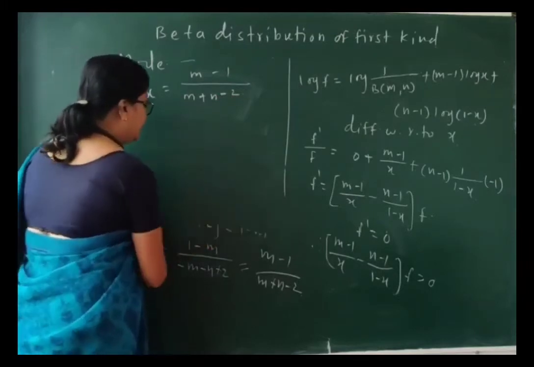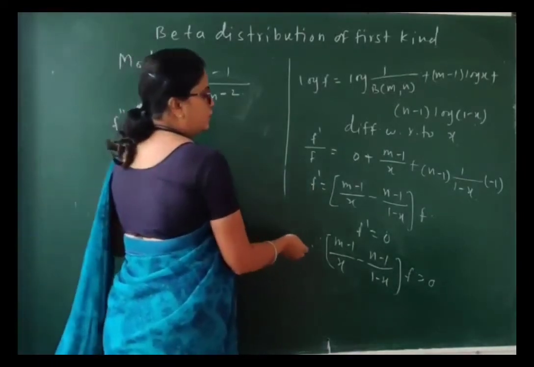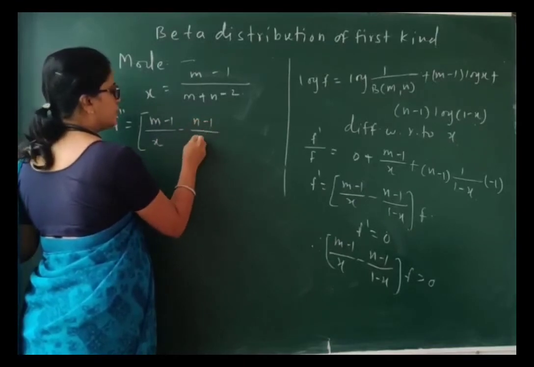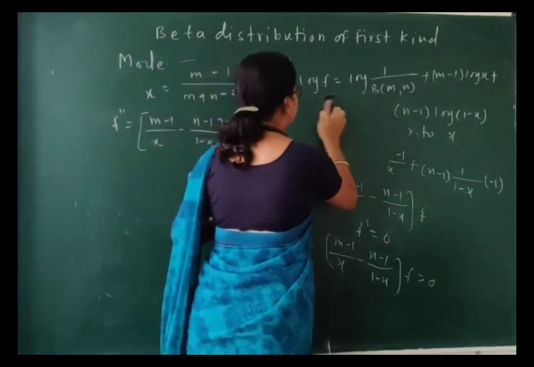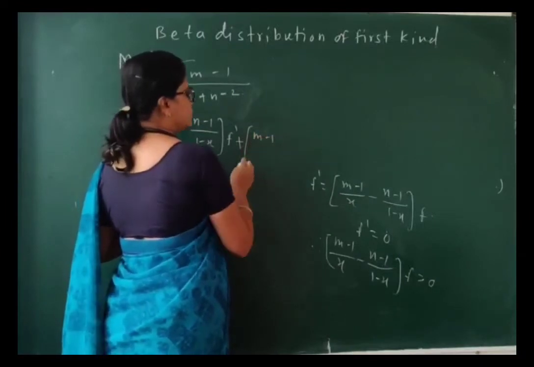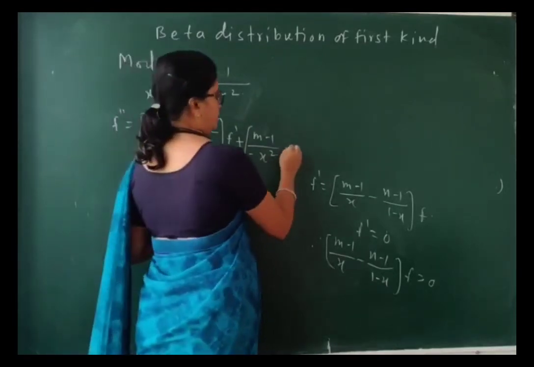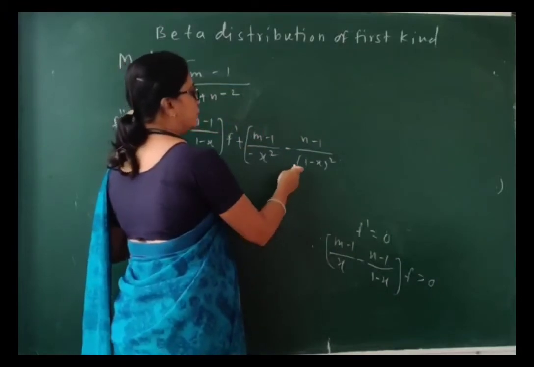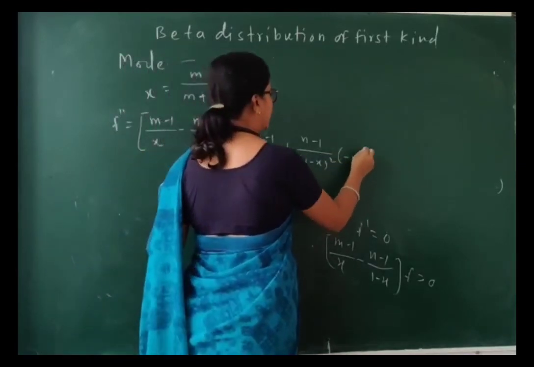Now let me take the second derivative. The second derivative f'' is, by the product rule, [(m-1)/x - (n-1)/(1-x)] f' plus the derivative of this term. The derivative of (m-1)/x is -(m-1)/x², since the derivative of 1/x is -1/x². Then minus (n-1)/(1-x)², where, since it is squared, minus minus becomes plus, and again the derivative of 1-x is minus 1, into f.